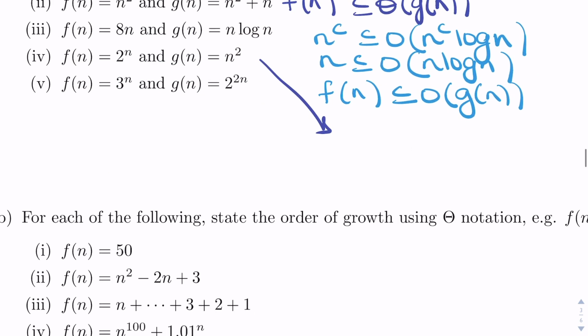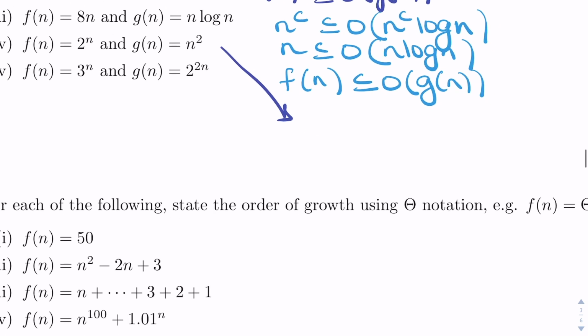Part 4, we know that polynomial functions grow slower than exponential functions. Exponential functions tend to shoot up faster. So for this one, we can say that f of n belongs to omega g of n.